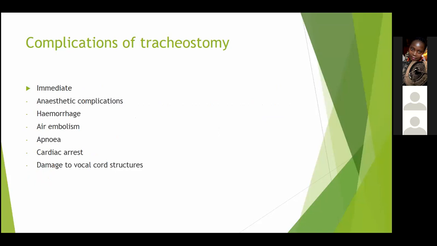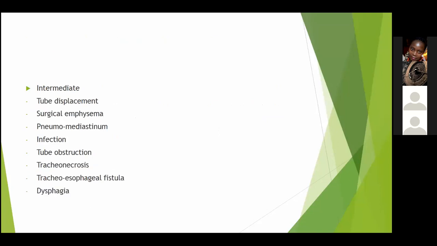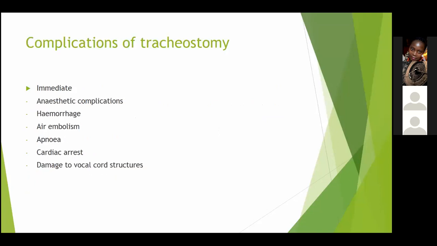So what complications can you get from this? These can be immediate, intermediate, or late complications. The immediate, one of those is anesthetic complications, and this has to do with what drugs are given during anesthesia, where you can have an anaphylactic reaction to the drugs, and the different maneuvers that can be done. You could have hemorrhage, for example, if you injure any of the vessels in the neck, you can have excessive bleeding.